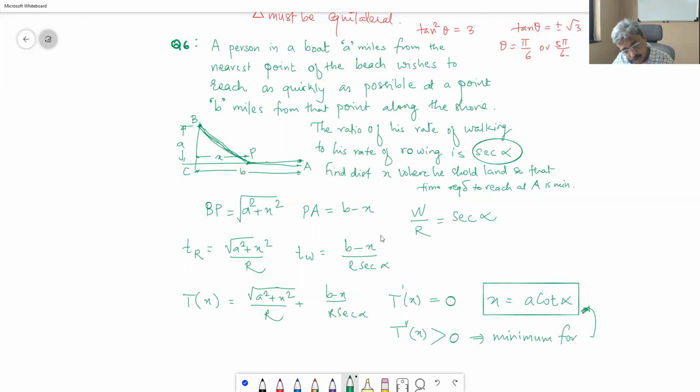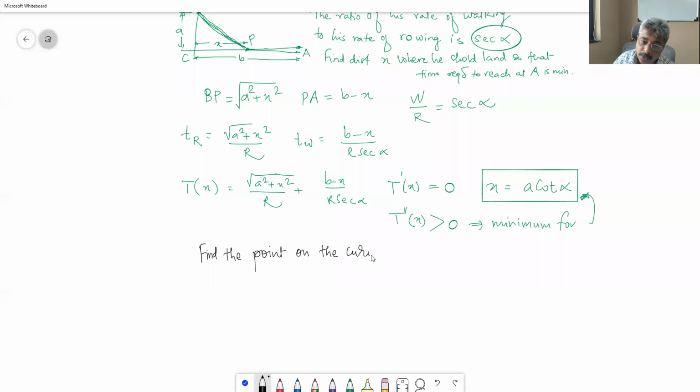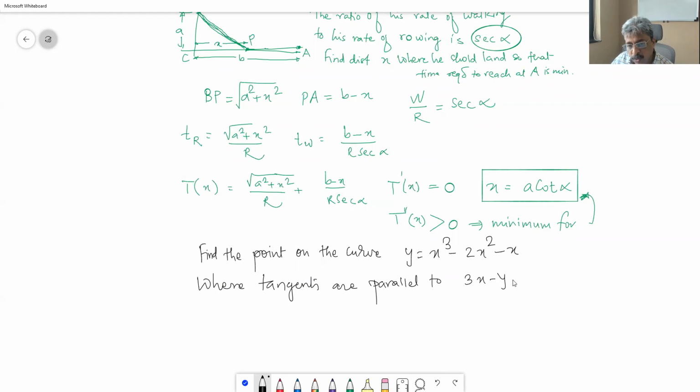Shall I give you another problem? I thought you would take a little more time for this problem, but you have done it very fast. Good. Let me give you another problem which is relatively simple. Find the point on the curve y is equal to x cube minus 2x square minus x, where tangents are parallel to 3x minus y plus 1 is equal to 0.